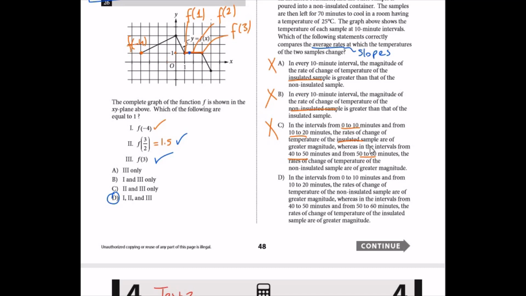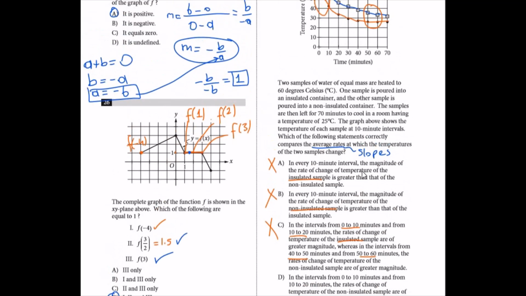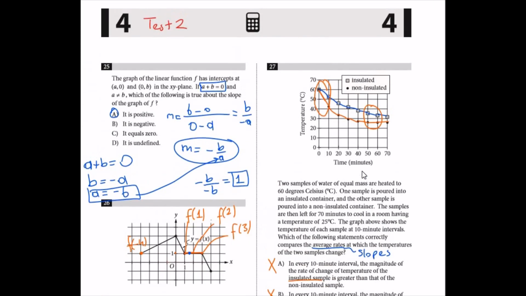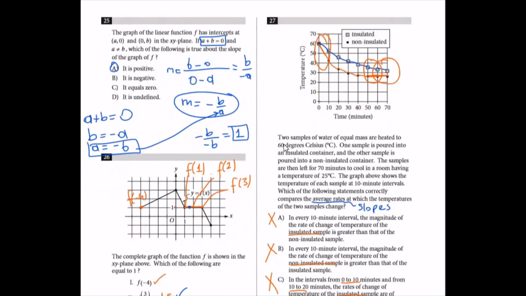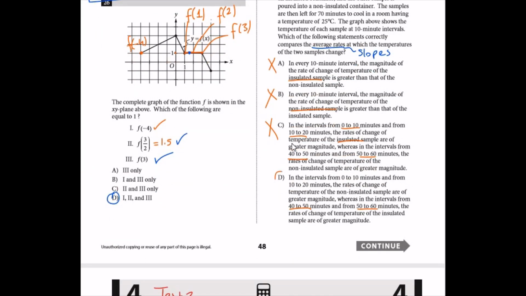In the second part it says whereas in the intervals from 40 to 50 and 50 to 60, this time insulated has greater slope than non-insulated. Let's see if it is correct. Yes, because this is an almost horizontal line which has zero slope. This is the same, but this has greater and that has greater magnitude in blue. So D is totally, completely correct.